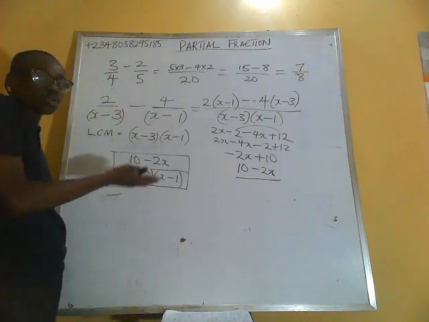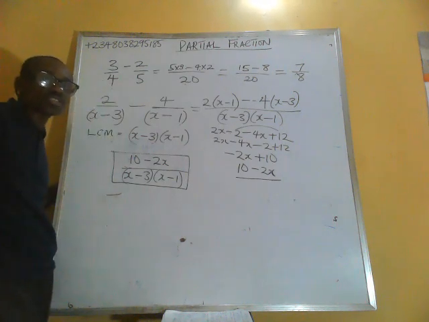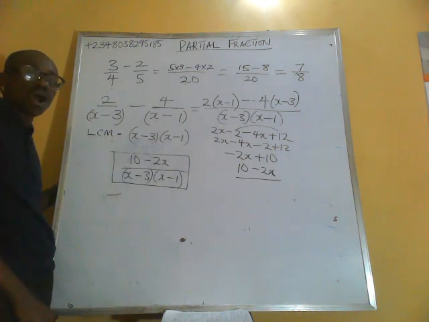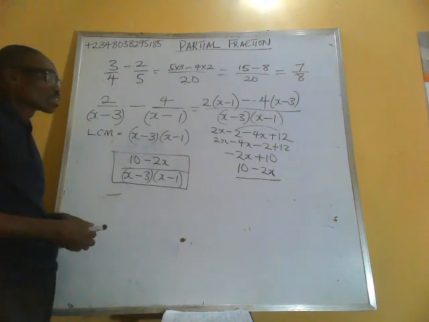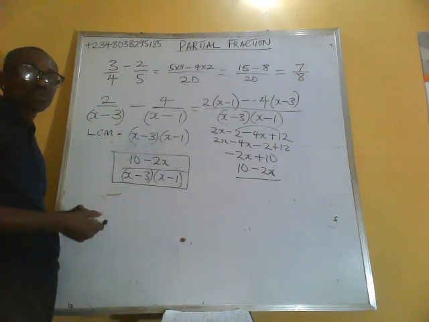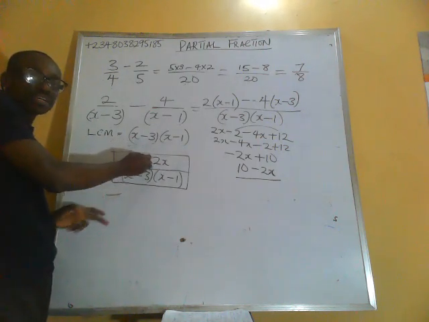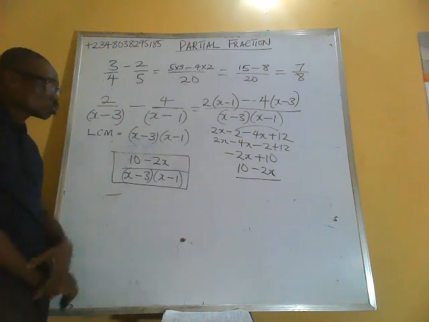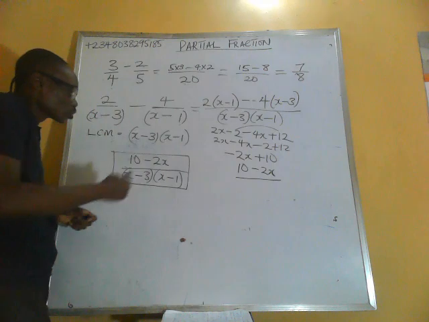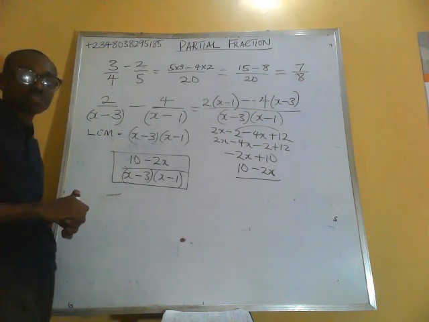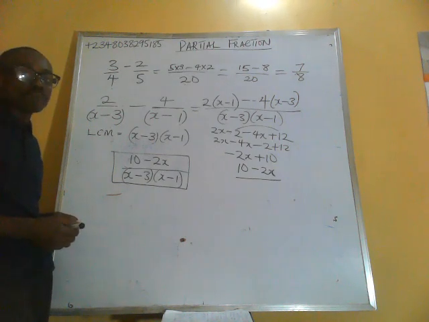I just showed you. But how about if you were given this one and now asked to resolve this into partial fraction? How are you going to go about that? So that is what partial fraction is all about. Okay, so I'm going to show you the reverse process right now. Supposing we were given this, 10 minus 2x over x minus 3 into x minus 1, and we are asked to resolve into partial fraction. How are we going to go about this?